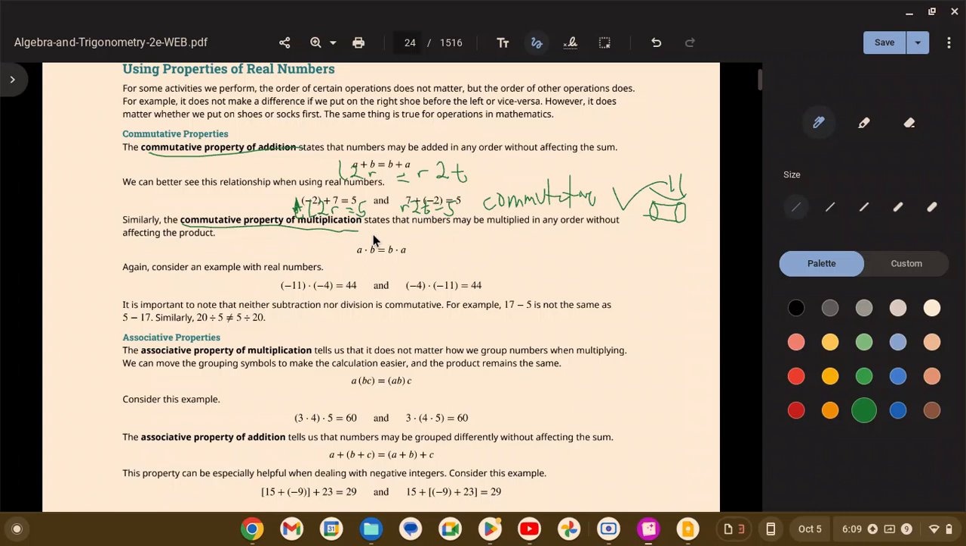It is important to note that neither subtraction nor division is commutative. For example, 17 minus 5 is not the same as 5 minus 17. Similarly, 20 divided by 5 does not equal 5 divided by 20.